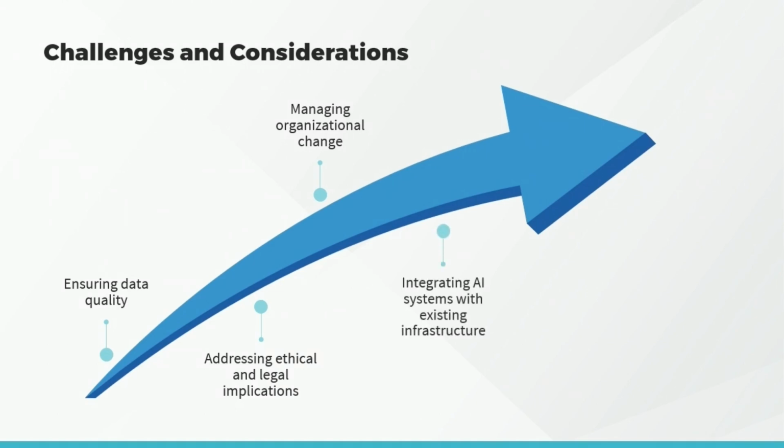Integrating cognitive automation systems with existing IT infrastructure can also be challenging, particularly in complex and heterogeneous environments. So, organizations need to carefully plan and execute integration efforts to ensure seamless interoperability and minimal disruption. Cognitive automation systems also require ongoing monitoring and maintenance to ensure optimal performance and reliability.